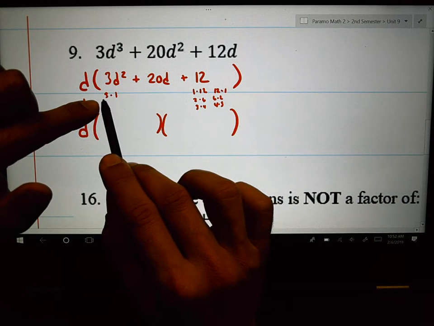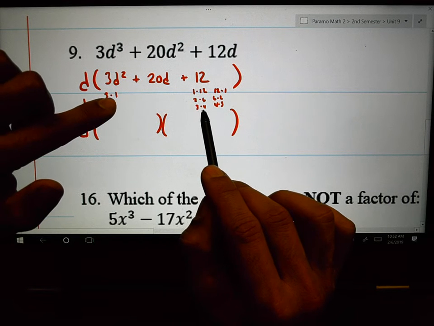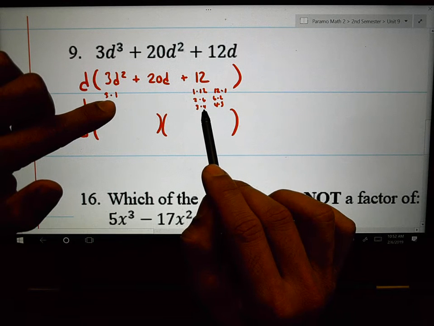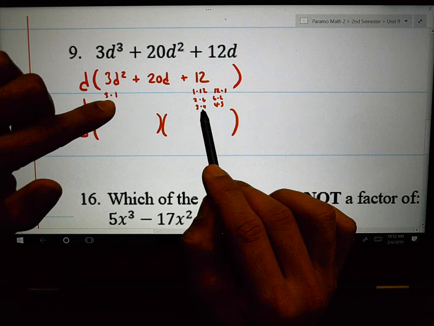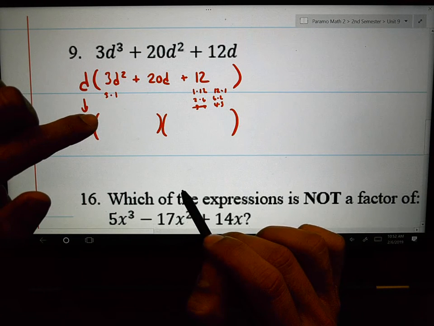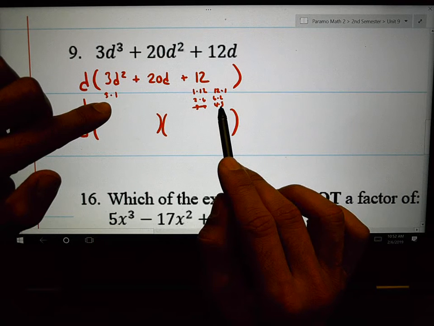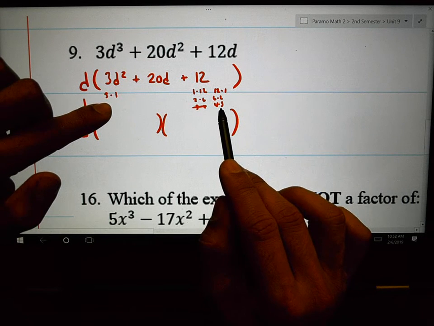I do left number times left number. That's 9. 3 times 3 is 9. Right number times right number. 9 and 4. 9 and 4 make 13. No, it doesn't make 20. I picked the wrong one. 3 times 4, 12. 12 and 3. 12 and 3 is 15. Doesn't work.